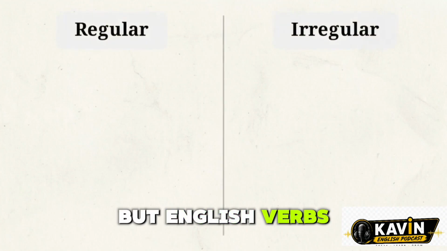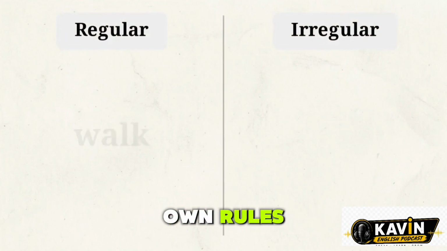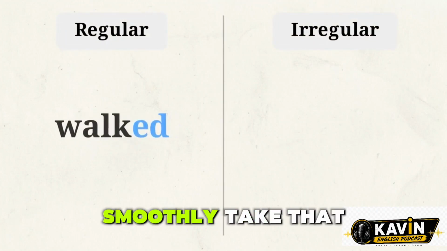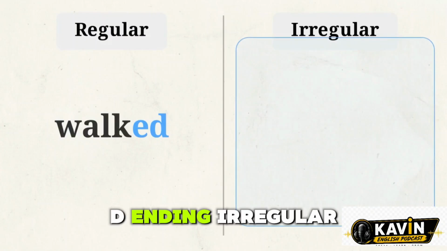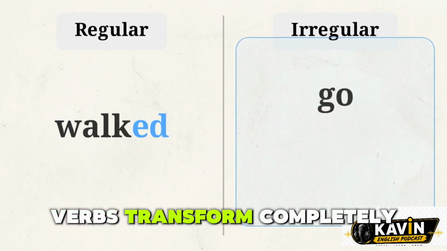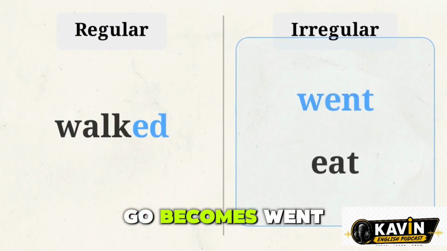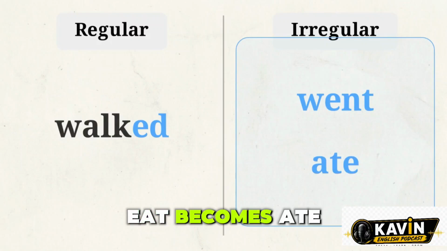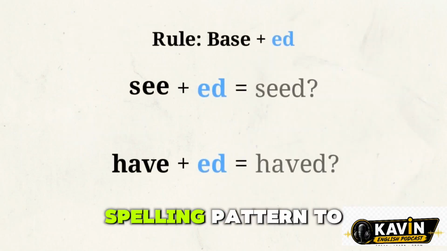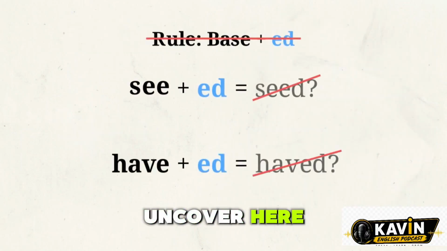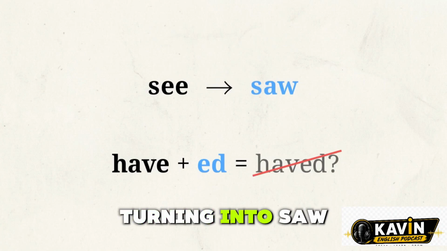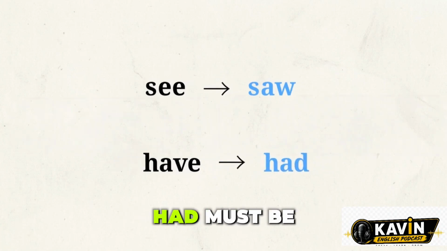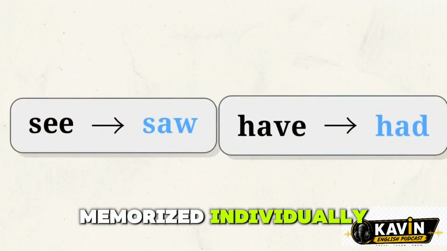But English verbs often break their own rules. While regular verbs smoothly take that ed ending, irregular verbs transform completely. Go becomes went. Eat becomes ate. There is no spelling pattern to uncover here. Words like see turning into saw or have into had must be memorized individually.